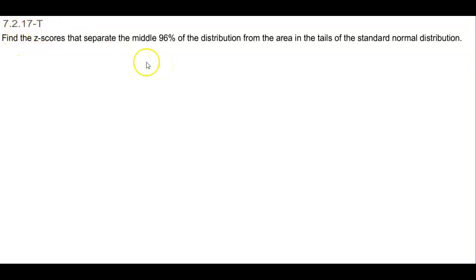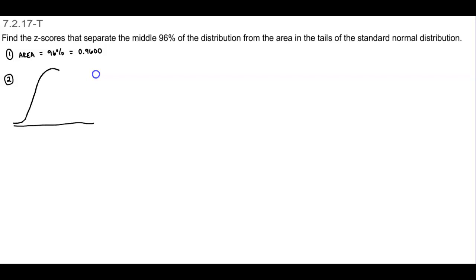7.2.17-T. Question states, find the z-scores that separate the middle 96% of the total distribution from the area in the tails of the standard normal distribution. Okay, so what we're given is the area, which is equal to 96%. Converting that to a decimal gives us 0.9600. So let's go ahead and draw our bell curve.